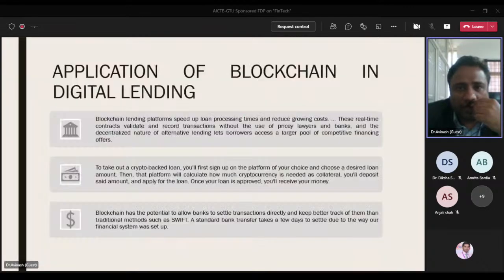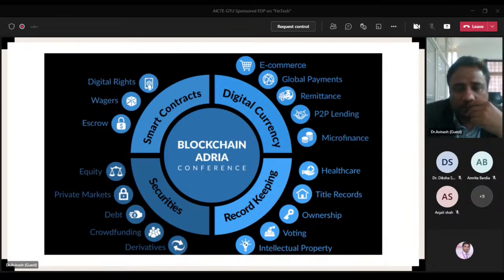And the application of blockchain in digital lending. Similarly, blockchain has good applications in digital lending. Blockchain lending platforms speed up loan processing times and reduce the growing cost. These real-time contracts validate and record transactions without the use of pricey lawyers and banks, and the decentralized nature of alternative lending lets borrowers access a larger pool of competitive financial offers. These are the different blockchain applications where we can see e-commerce, global payments, remittances, peer-to-peer lending, microfinance, healthcare, voting, intellectual property, equity, private markets. That means we can see blockchain applications almost everywhere.